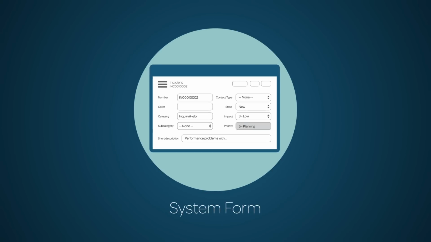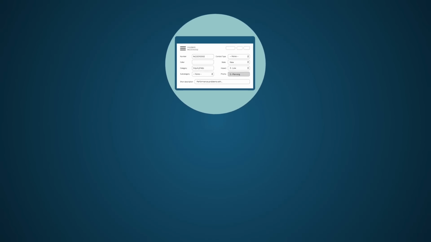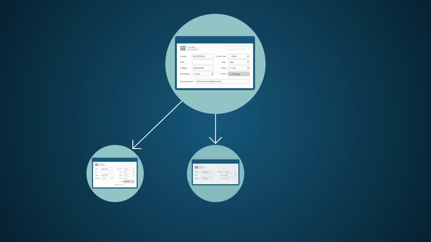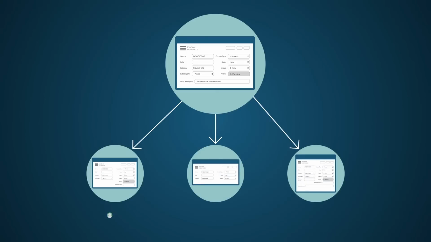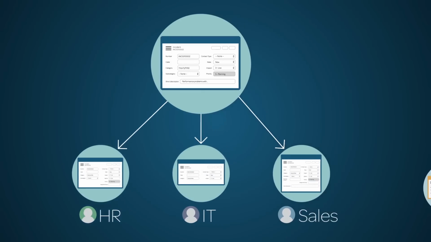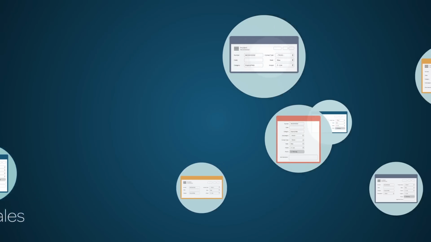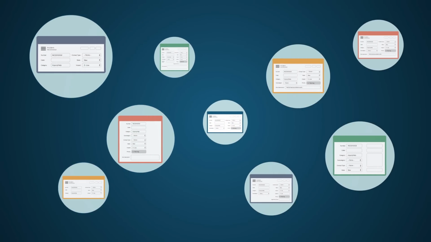Let's start by looking at form views, which provide unique configurations of system forms targeted to users with specific needs for that form. For example, you may want to present different form fields on the same form for users in HR, IT, and sales. You can create and configure unique views for each form in the system.